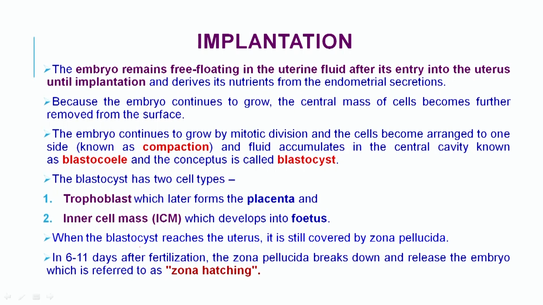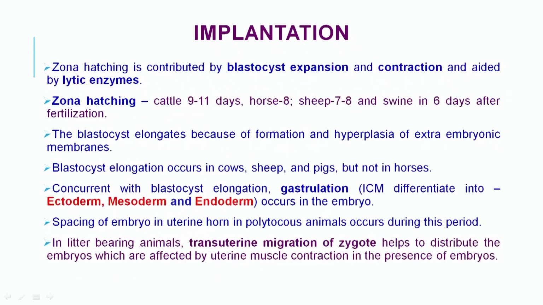When the blastocyst reaches the uterus, it is still covered by the zona pellucida. In 6 to 11 days after fertilization, the zona pellucida breaks down and releases the embryo, which is referred to as zona hatching. Zona hatching is contributed by blastocyst expansion and contraction, aided by lytic enzymes. In cattle it takes around 9 to 11 days, in horse around 8 days, sheep 7 to 8 days, and swine 6 days after fertilization.